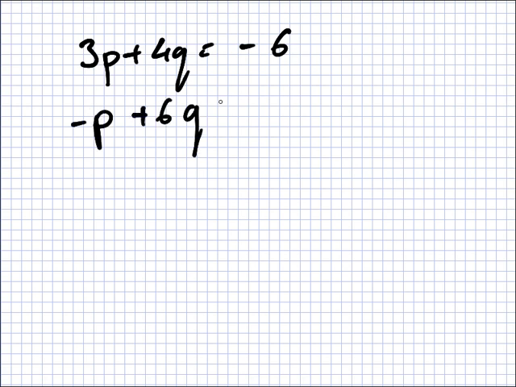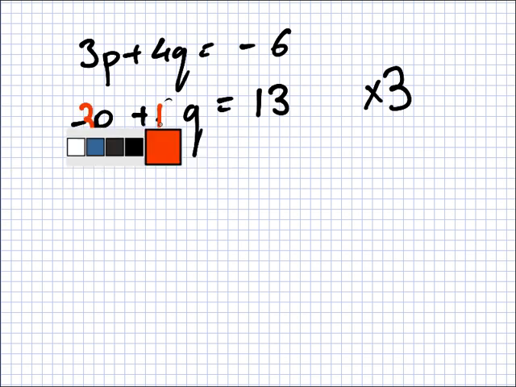Sevi, can you read out the two equations? What are they? 3p plus 4q equals negative 6. Okay. And then negative p plus 6q equals 13. Now, the easiest one to match up here is the p. Because I just have to multiply this by 3 and we're finished. So I'll just put it in red actually. So that's a 3 and 6 times 3 is 18 and then this one becomes 39, isn't it?